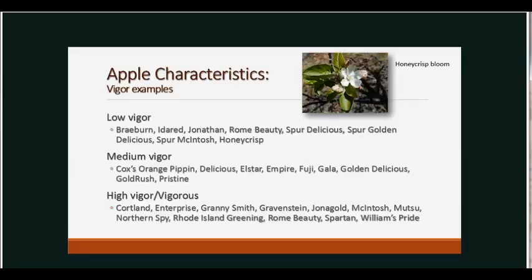When we talk about medium vigor, the famous Cox Orange Pippin, the regular Delicious, so I'm not talking spur, I'm talking about the regular one. Empires, Fujis, Gala, you can see the list there. These are considered medium vigor. And those that are high vigor or very vigorous, these are the ones that we'd really be looking at putting on a more dwarfing rootstock or giving it more space to grow, would be things like Granny Smith, Rome Beauty, Mutsu, Macintosh. All of those are considered very high vigor.